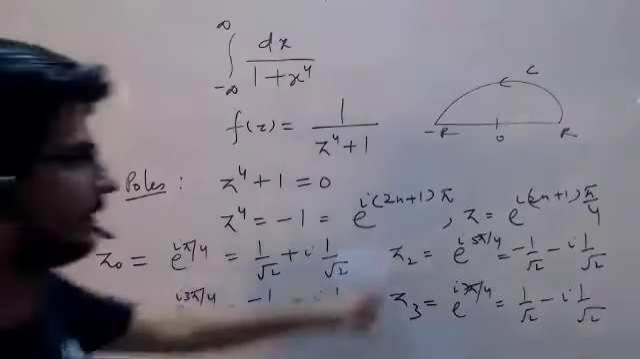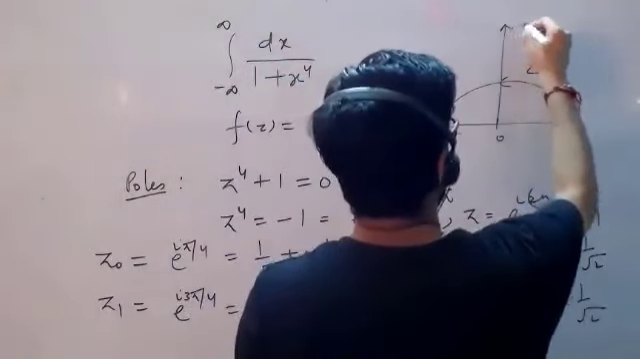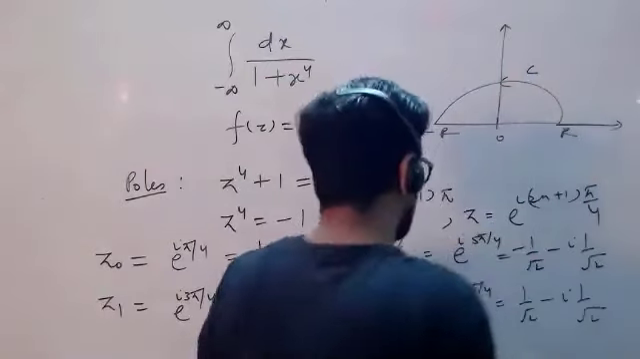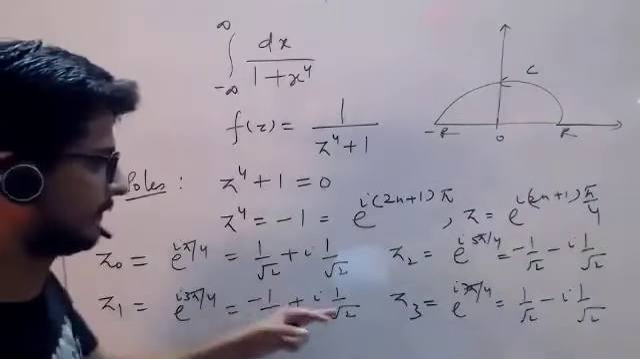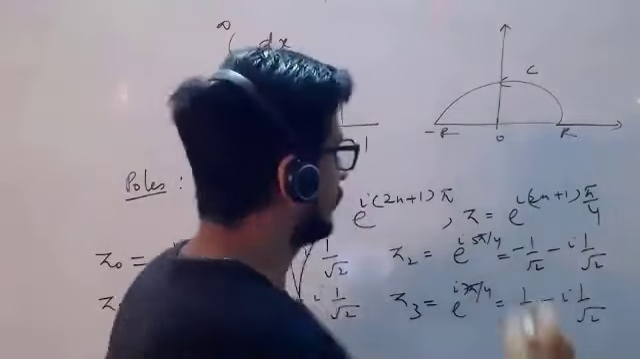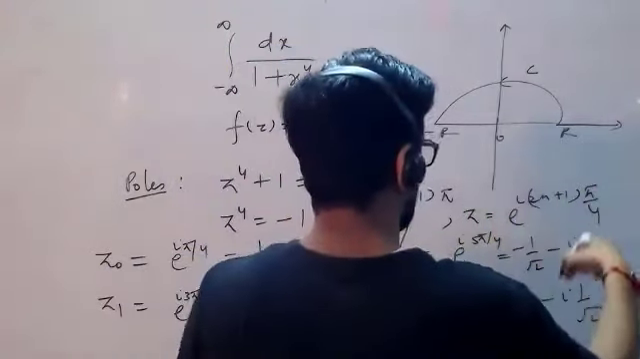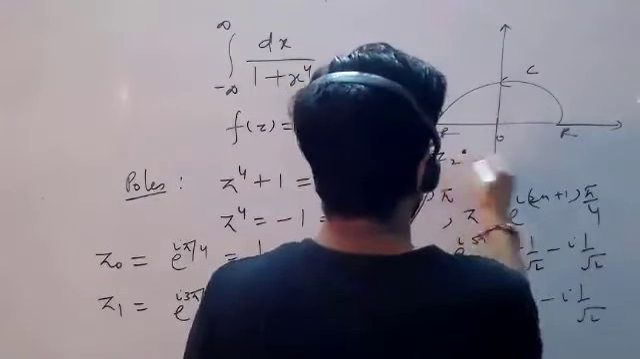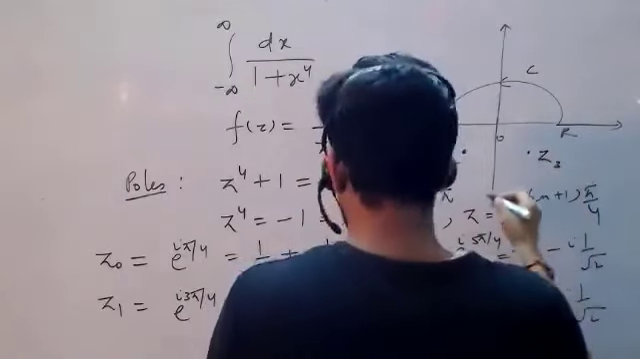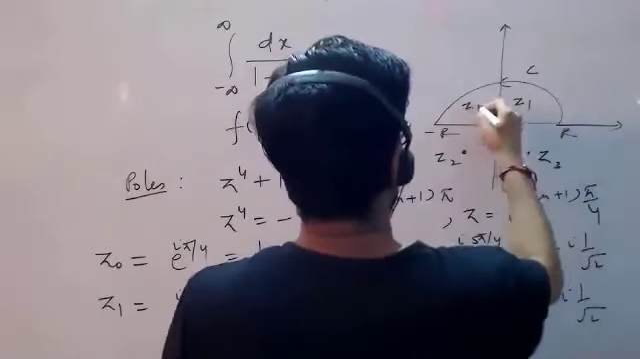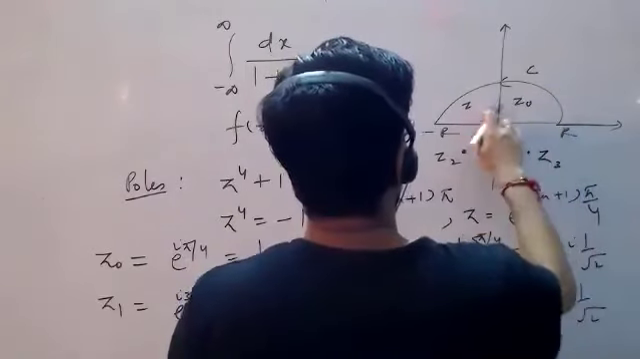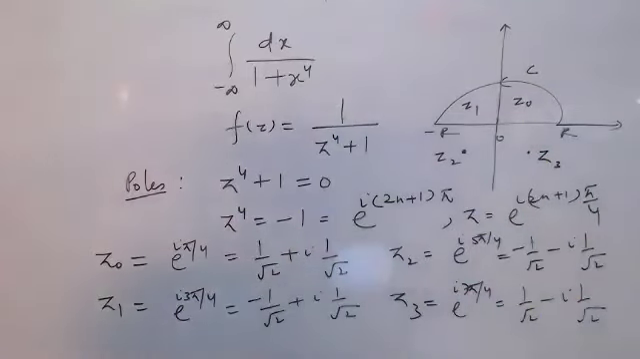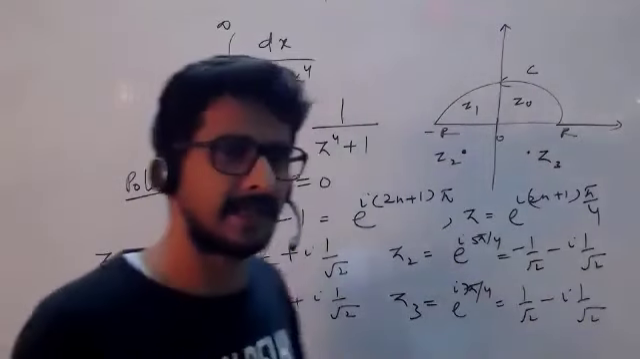Now please see this. This is our contour. This is the imaginary axis, this is the real axis. Whenever iota is negative, the point goes below the contour. So z2 will be somewhere here, z3 will be somewhere here, z1 will be here and z0 will be here. That is why I taught you on the first day how to mark points on the Argand plane. Can you see that?